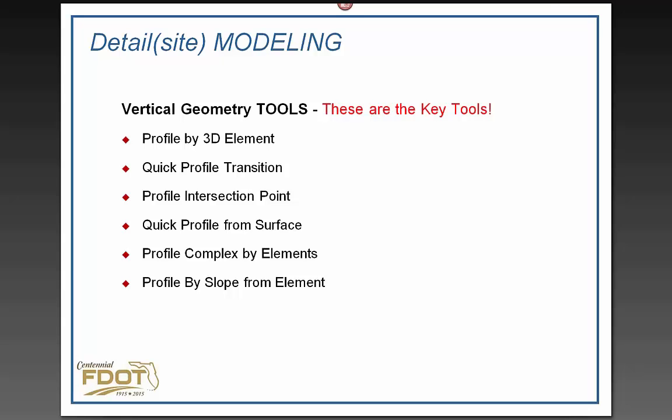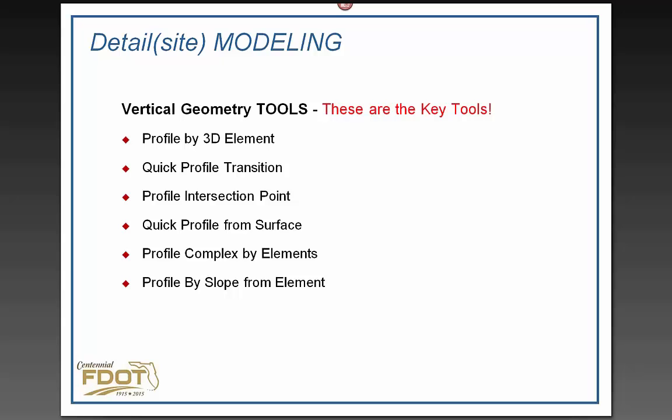Profile intersection point lets you plot a crossing element's profile on the profile of the element that you're looking at. And I can show you that as well. That's really handy. Quick profile from surface is basically like a drape tool, where you've got a 2D element and you want to drape it to your proposed surface to see what the profile would look like if it went across that surface. Same as a ground profile, except in this case you're doing it from the proposed surface.